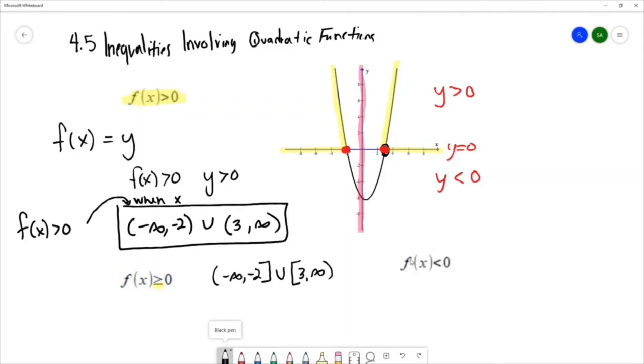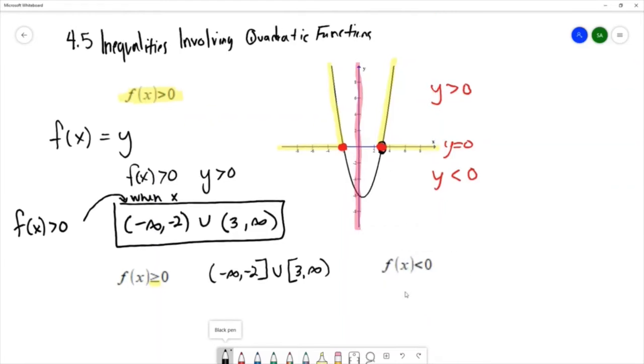So if I were to give you f of x is less than 0, now we're looking for the parts where the graph is below the x-axis, and that would be from -2 to 3. And then if I changed it to less than or equal to, I would want to include the -2 and 3.